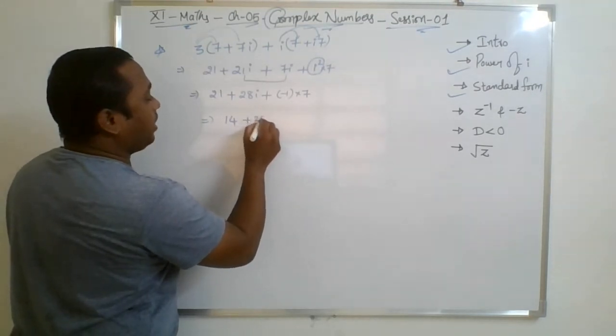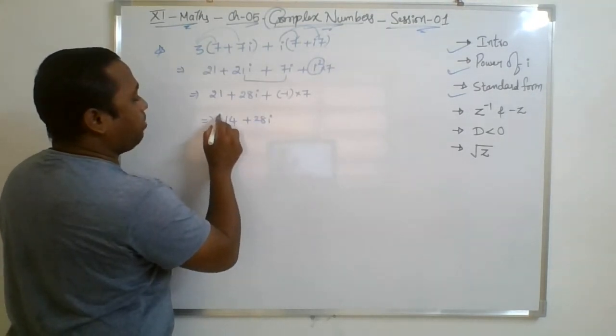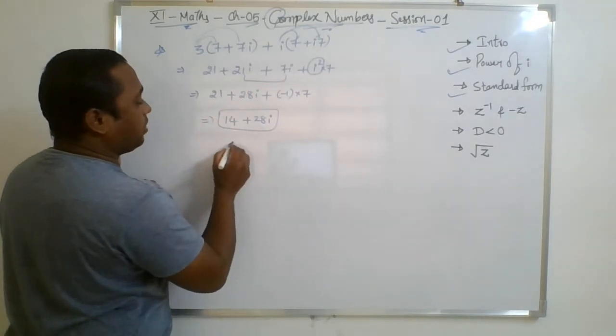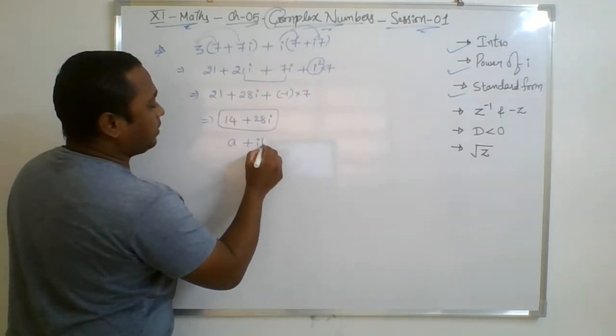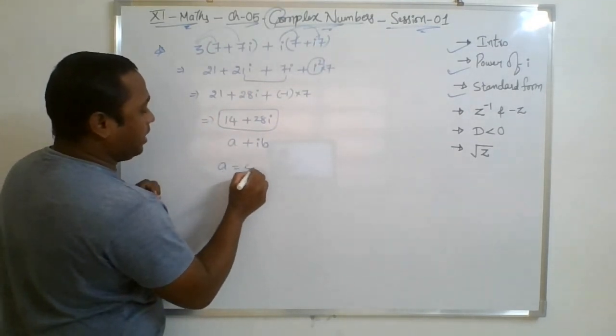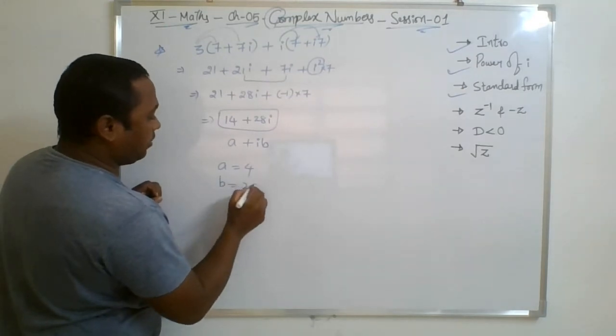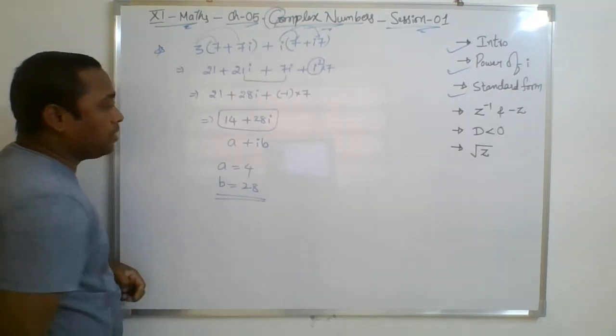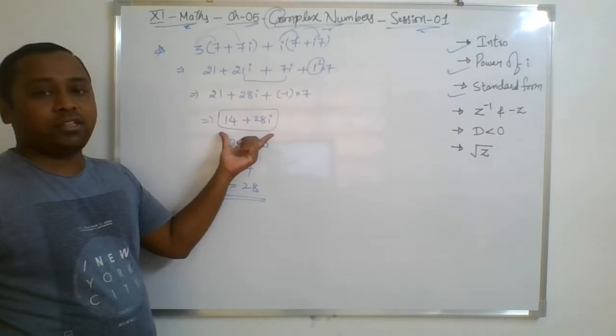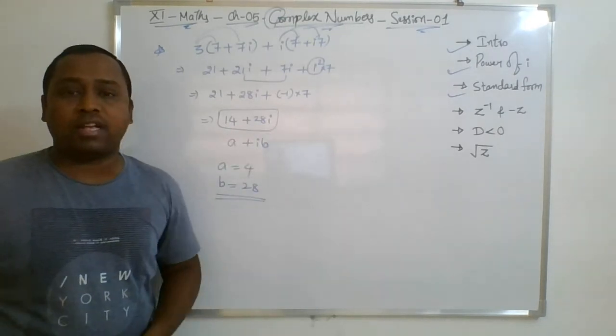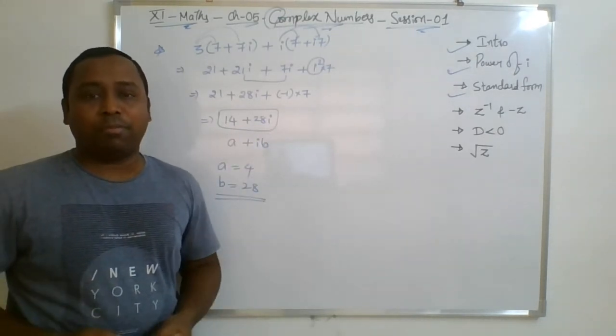14 plus 28i. So you are able to express the final answer in the form of a plus ib, where a is equal to 14, b is equal to 28. So you have expressed the answer in the form of a plus ib, means your answer is over. So how simple it is.